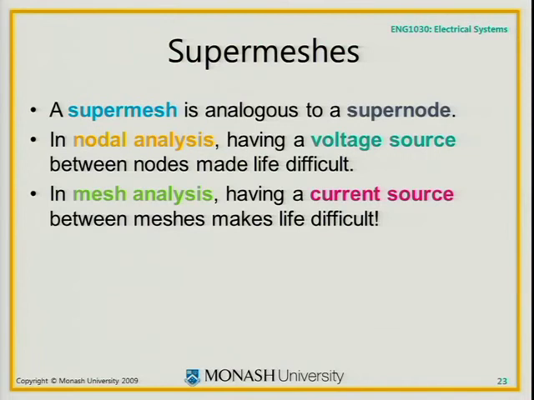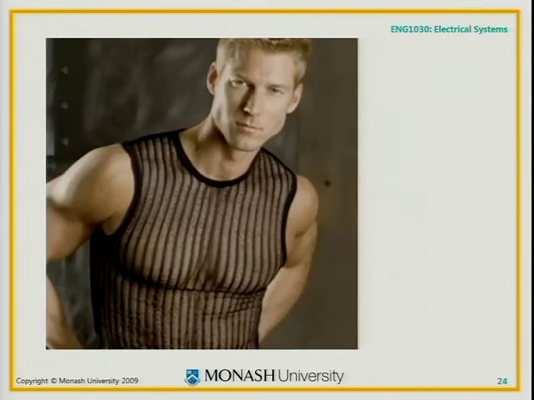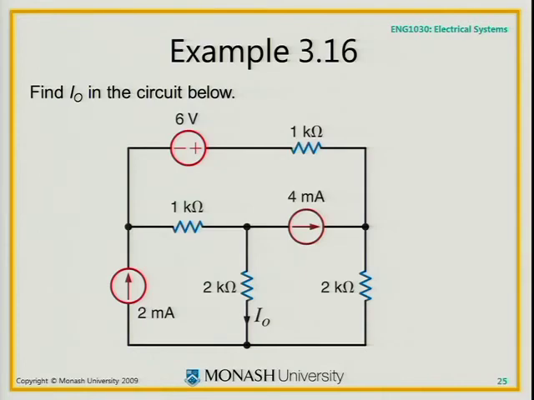If we have a current source that's common to two meshes, we're going to need what's called a supermesh. It's analogous to a supernode, like in nodal analysis when the voltage source was between two other nodes. Now if the current source is common to two meshes, we're going to need a supermesh.